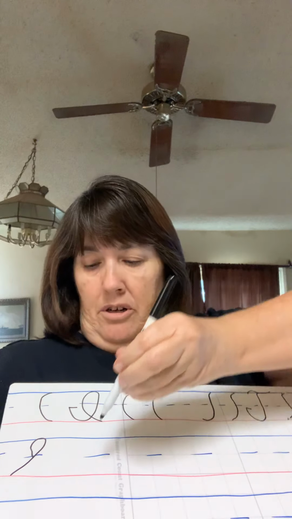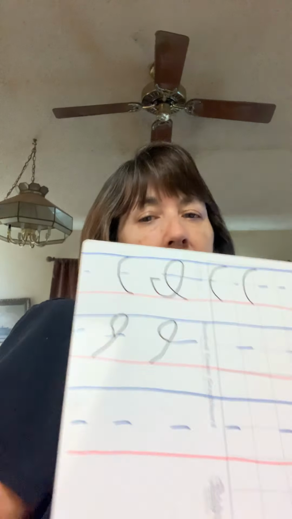Then we're going to look at the undercurve loop letters. That's the uppercase G, S, and L. So with those, you're going to start at the bottom and then loop to the midline. Okay, start at the bottom with a curve and loop to the midline.